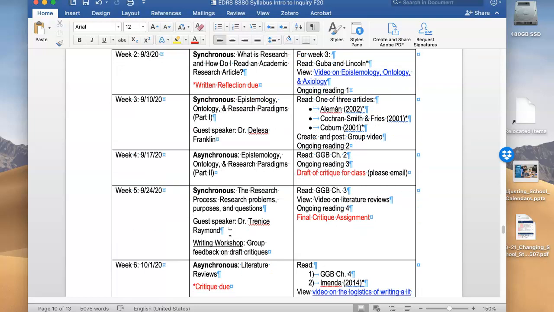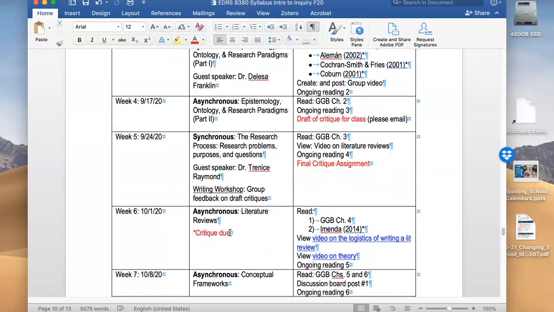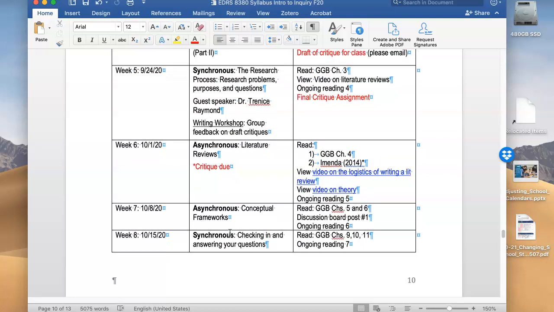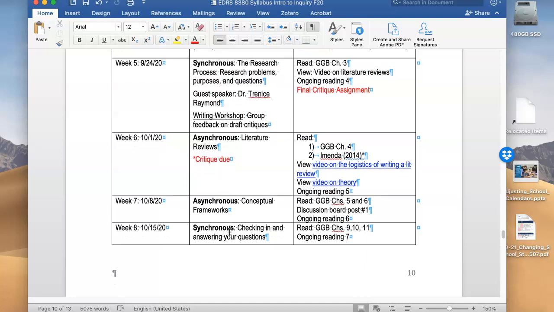And after that, you'll see that we flip back and forth between asynchronous and synchronous, slightly heavier on asynchronous. Our synchronous class meetings after the first few weeks are really going to focus on an opportunity to check in, answer your questions, troubleshoot, and give you all opportunities to talk to each other as well. The best strategy for getting through this program is to build a really strong community. And that, for me, is what is potentially lost this semester with us being online. So we're going to try to recreate that.